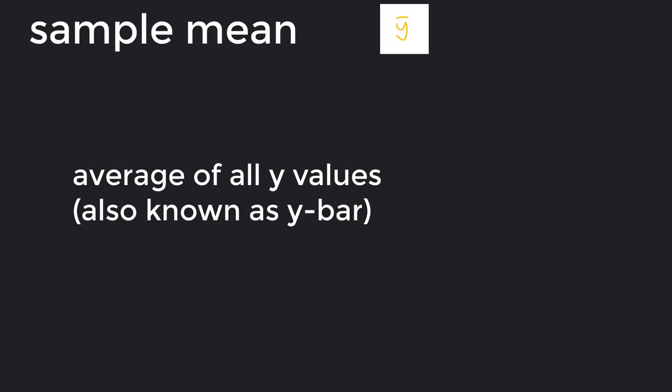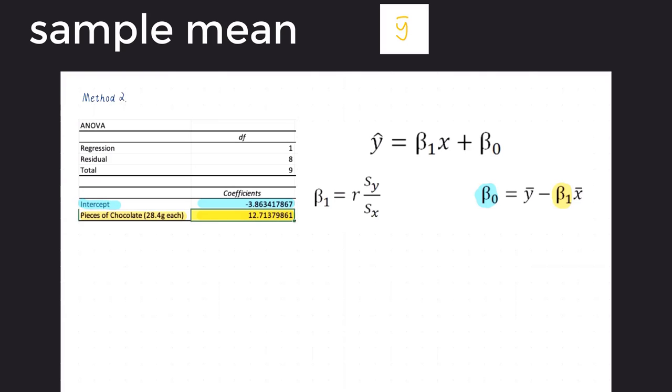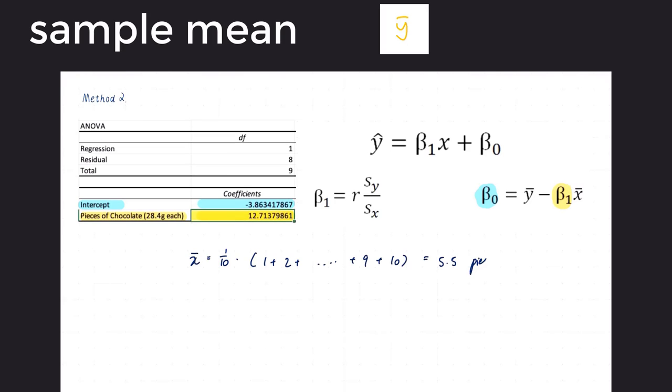We can also use regression results to find the sample average caffeine value. First, we need to determine the sample mean of chocolates, the dependent variable. We can still use the sample average formula, which gives us 5.5 pieces of chocolates.